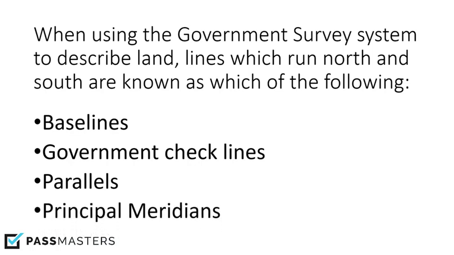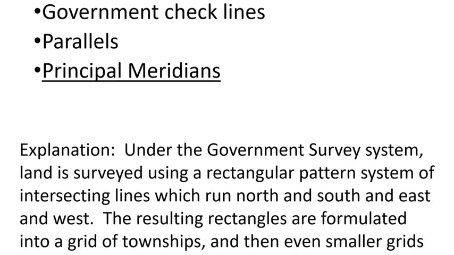Yes, that's the foundation. That's really where we start. We start with these two lines, the principal meridians and the baselines. So the principal meridians run what? North and south. Therefore, it's the correct answer to the question. And then they intersect with what are called the baselines, which run east and west. So let's take a look at the explanation, see what it says.